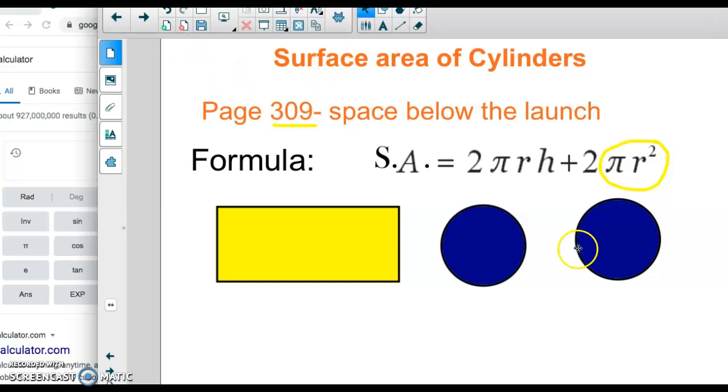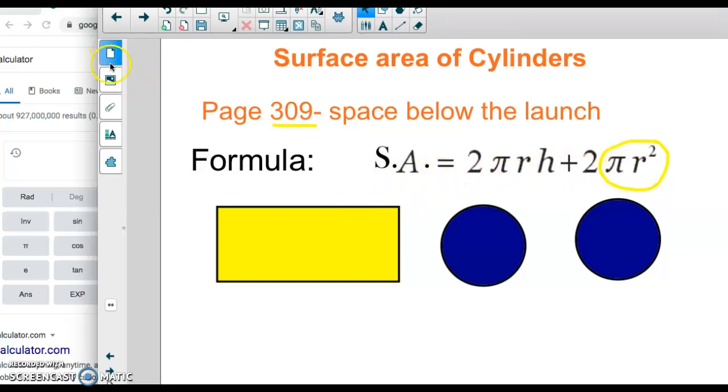So we just reviewed circles at the beginning of this week, and now we're going to move to cylinders. So again, we're on page 309 or just in a blank spot in a notebook. And if you haven't already done so, please write the formula to find the surface area of a cylinder down.